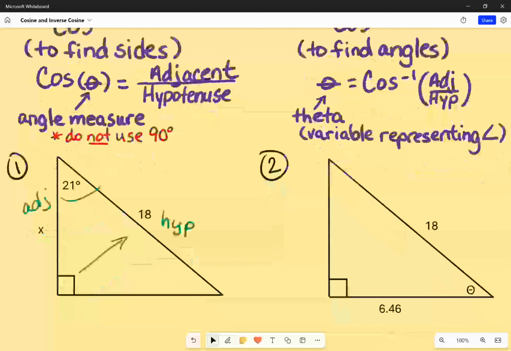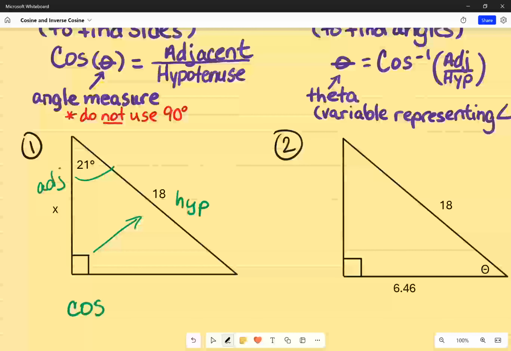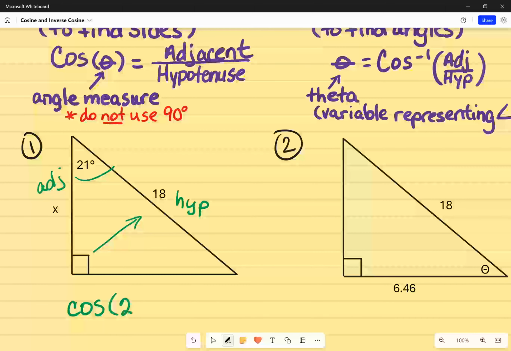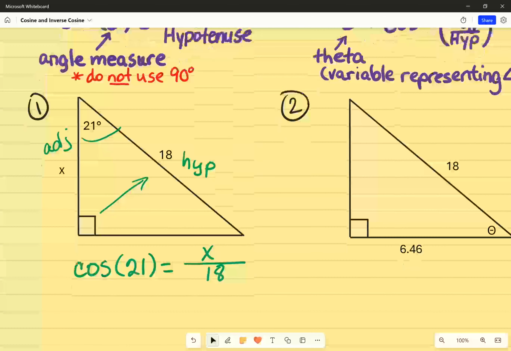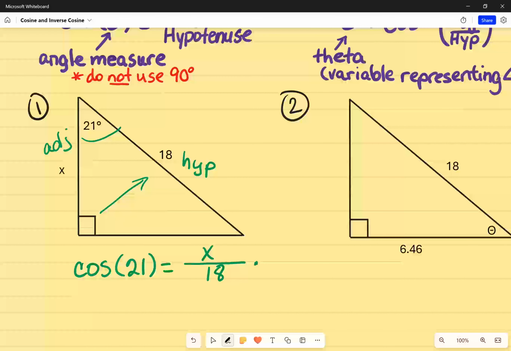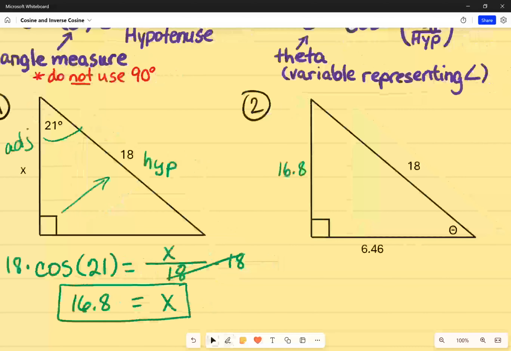We're going to take the cosine of the angle that we're working with, which is 21, set it equal to the fraction or the ratio where adjacent is on top. So adjacent in this triangle is x and the hypotenuse in this triangle is 18. If I see that I have a number in the denominator, I'm going to multiply both sides by that number, 16.8.